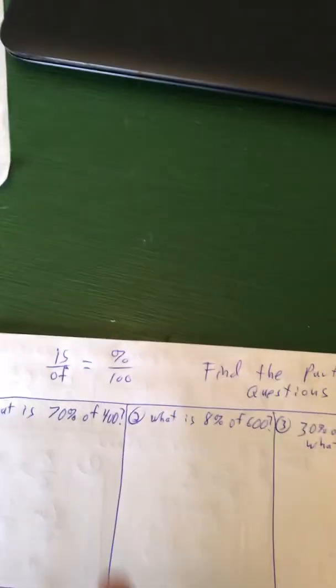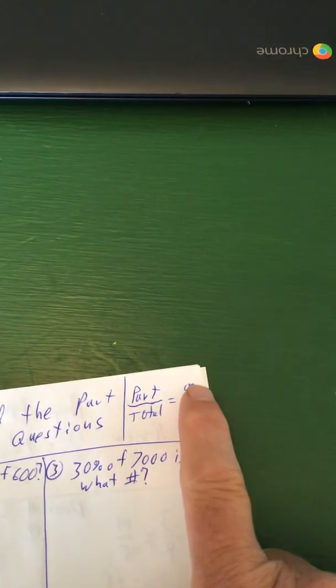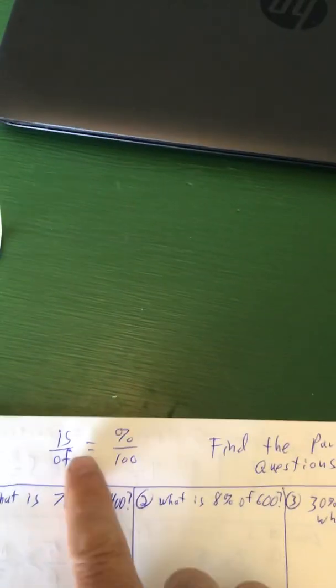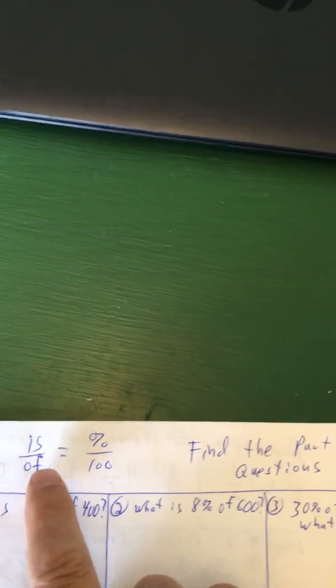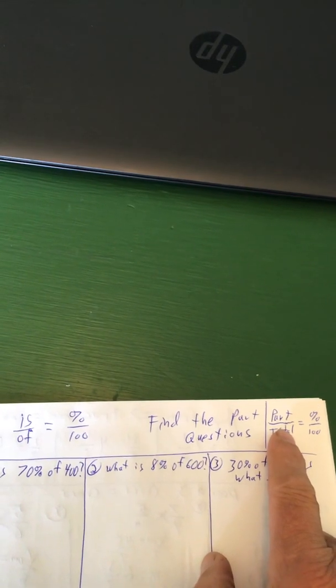Okay, so we did some review on proportions, when a fraction equals a fraction, and hopefully we should be rock stars at solving proportions. And so for percents, I'm going to flip this around. We're just going to think of them this way. Percent is part over total equals percent over 100, or is over of equals percent over 100. And we're just going to use this. These are the two general ways of dealing with percent, okay?